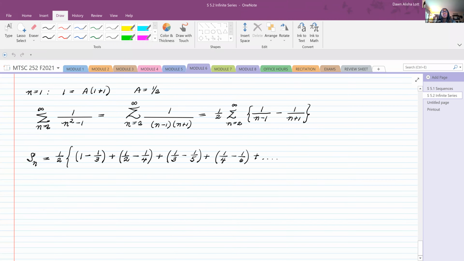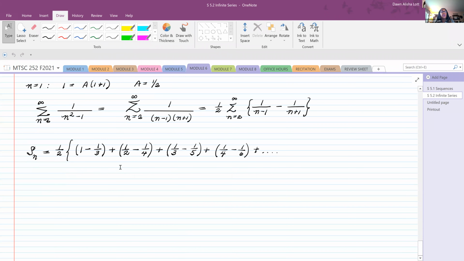Okay, so as you can see, we had 1 minus 1/3, 1/2 minus 1/4, 1/3 minus 1/5, 1/4 minus 1/6. And this would continue until we got to the last terms, which would be 1 over n-1 minus 1 over n+1. Okay, so as we look at this, you can see that Sn, I'm going to close this.